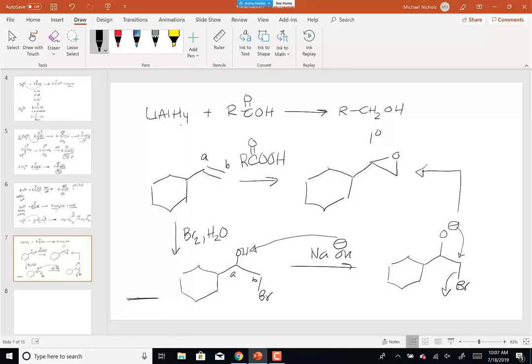So for this reaction of the Br2, H2O, is it regioselective, stereoselective, both, or neither? So for that reaction, is it regio, stereo, both, or neither? You have 3 minutes. Then I want a consensus answer.